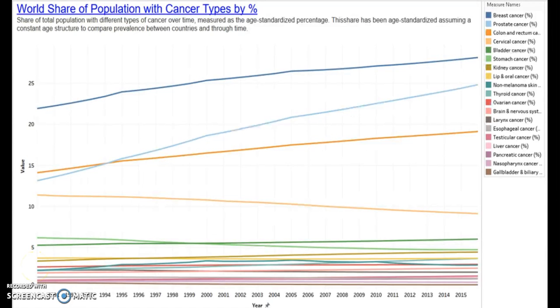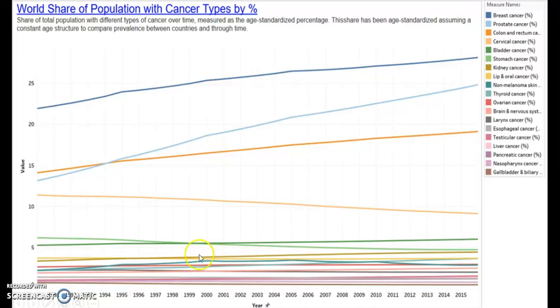Here's a line graph visualization that I created showing the world share of population with cancer by type in percentage form. Here we have breast cancer, prostate cancer, and colon and rectum, all of which, if we look and analyze, we see has increased through the years from 1990 to 2016. However, this one right here, which is cervical cancer, actually decreased, which is a good thing.